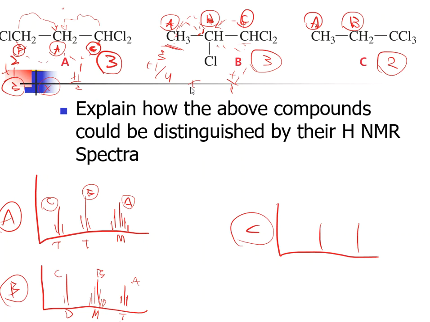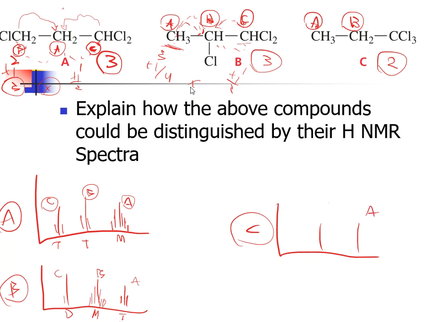So for the A molecule, I will have three major chemical shifts. The lowest frequency will be a multiplet, the next one will be a triplet, and the next one will be another triplet for multiplicity. For compound B, we have three major signals. Those major signals in order of lowest frequency will be a triplet, then a multiplet, and then a doublet as far as multiplicity goes. Then for C, we only have two major signals.